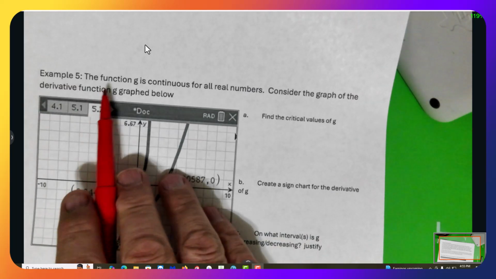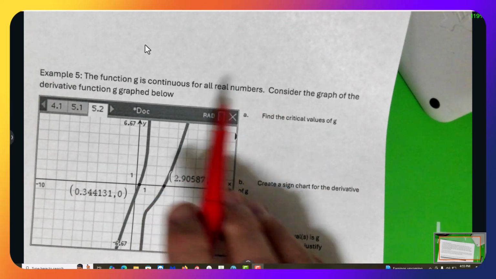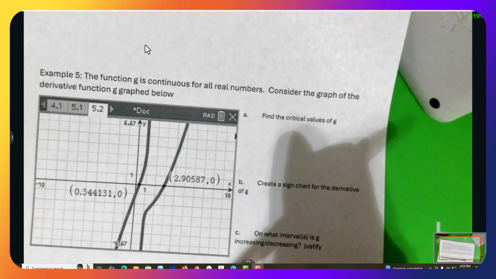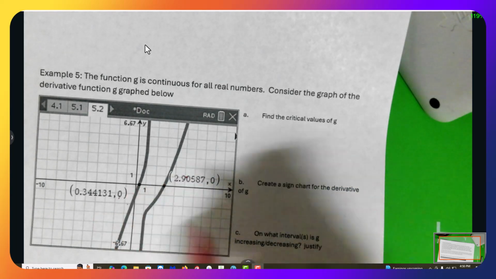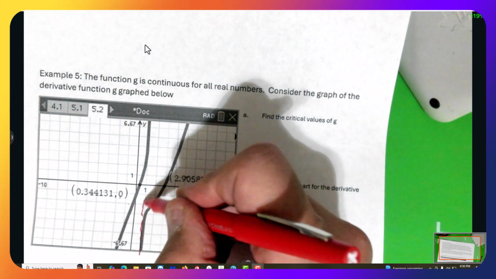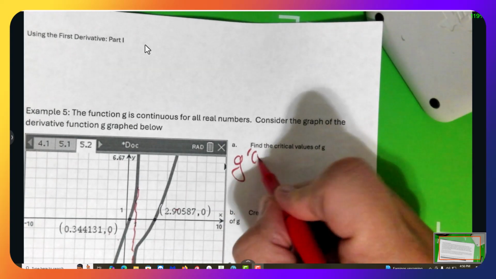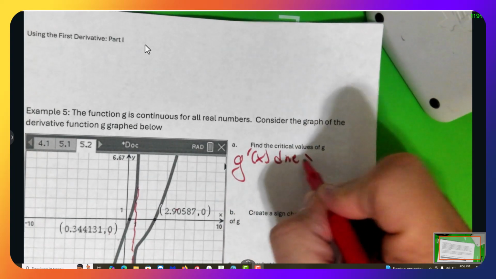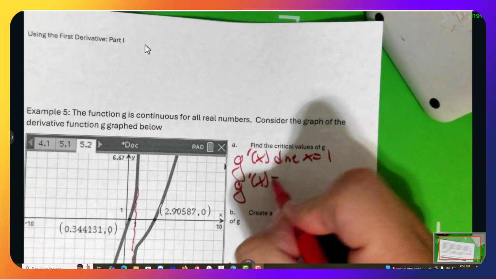Okay, the last example, I wanted to give you something graphically. So look, the function g is continuous for all reals. Consider the graph of the derivative function below. Okay, so look, g prime is 0 at 2 values. But what's hidden here is there's a vertical asymptote right here. So g prime does not exist at x equals 1. g prime of x is 0.